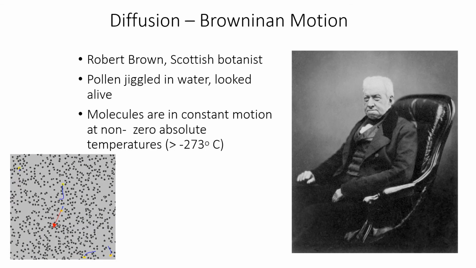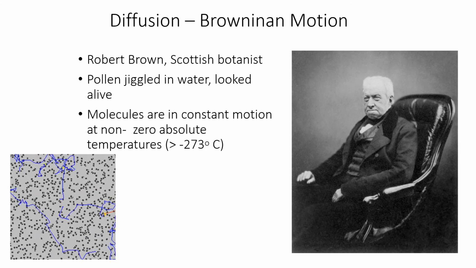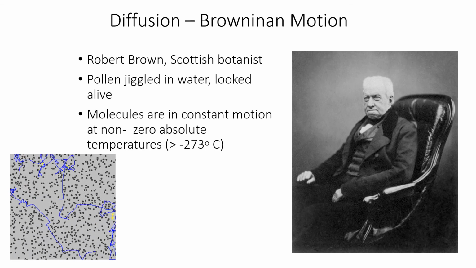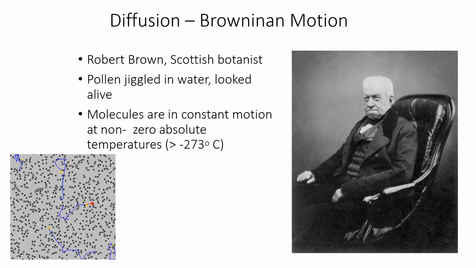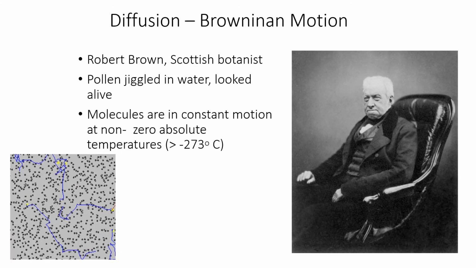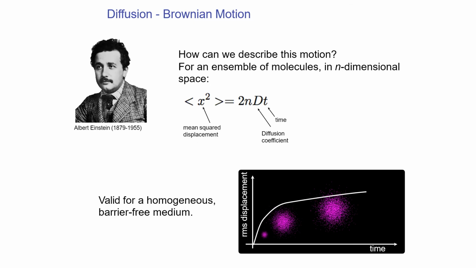Molecules are really in constant motion at non-zero absolute temperatures, and so they're never really still. And this is what Robert Brown was one of the first to notice and talk about. Then Albert Einstein came along and put a mathematical model to the diffusion. He was able to describe it mathematically, this principle that Robert Brown had noticed qualitatively.